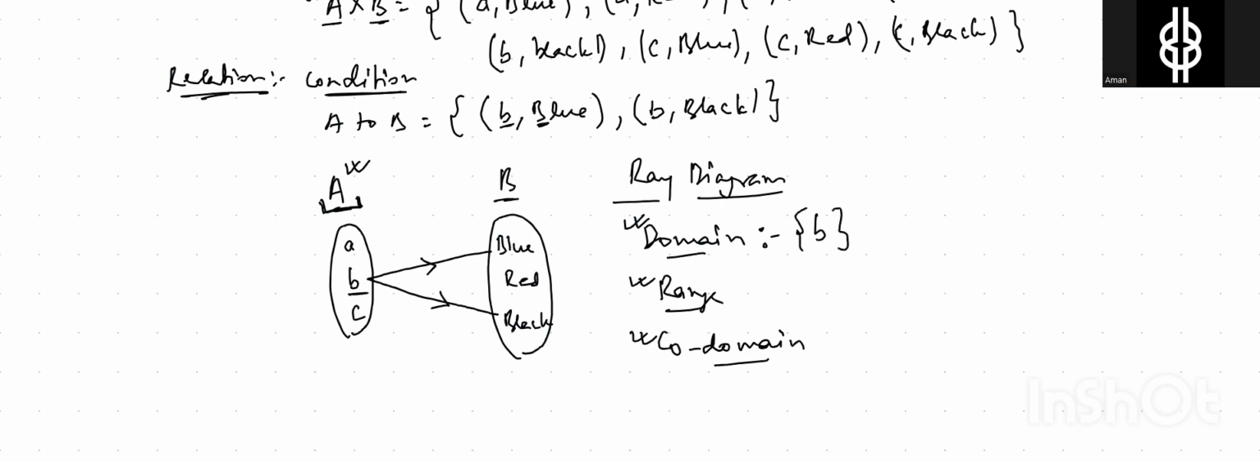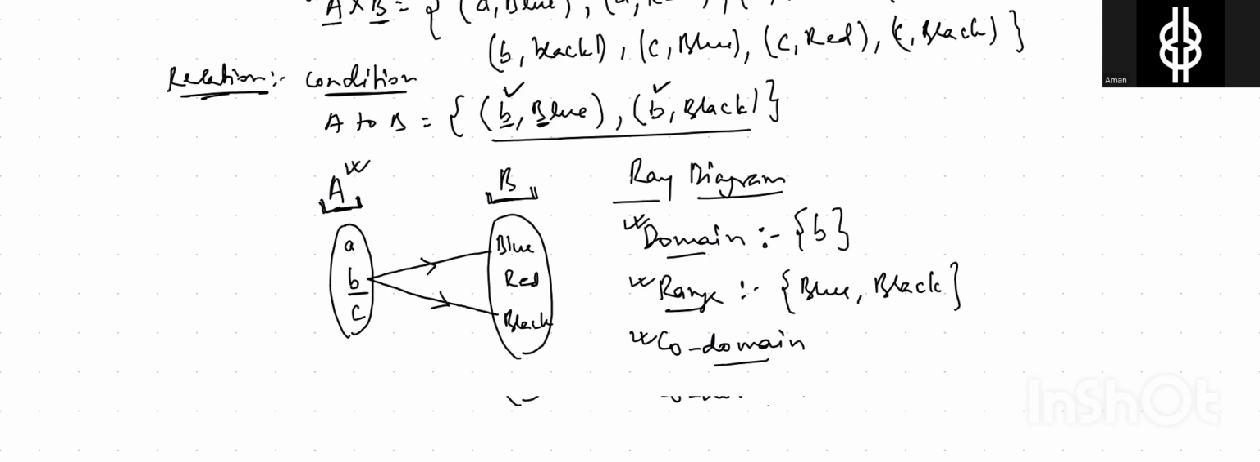Okay, or another way of writing from here, we can say that whatever the first element that we are using, like B, that is becoming your domain. What is the range? Range is about the second set. That means from B, where the connections are going. So we are using blue and we are using black. Okay, so we're using blue and black. This becomes the range.